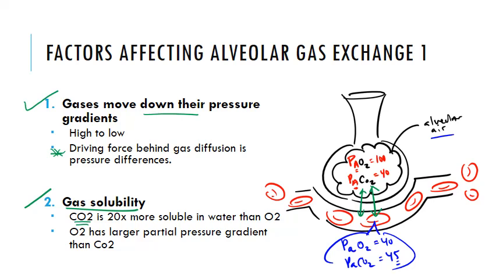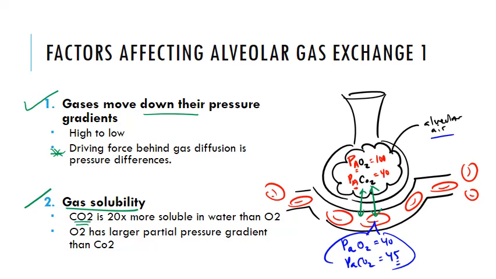Okay, so the first rule in gas movement is that gases move down their pressure gradients from high to low. Here we see that the differential of partial pressure of oxygen is about 60 millimeters of mercury between here and here, and about 5 millimeters of mercury with the carbon dioxide. This means that both will passively try to equalize themselves. The drive for the diffusion is the partial pressure of gas.